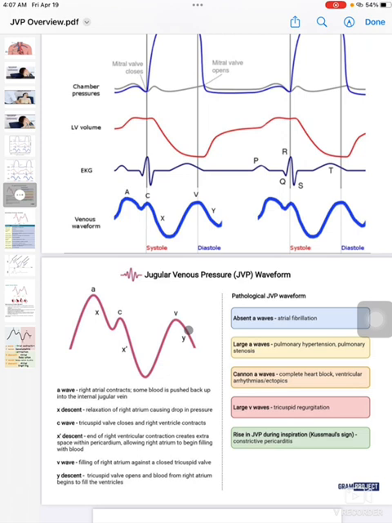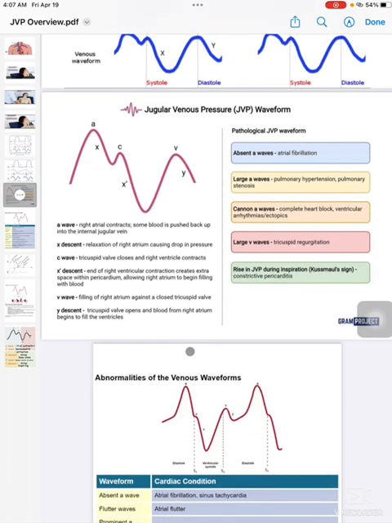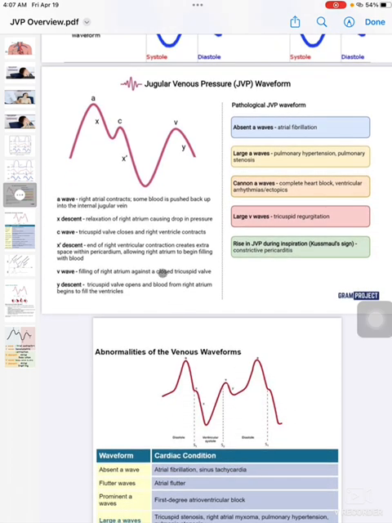The Y descent occurs when the tricuspid valve opens, resulting in blood from the right atrium filling the right ventricle and blood from the superior vena cava and internal jugular vein filling the right atrium. This results in a decrease in the height of the column of blood and thus a decrease in the jugular venous pressure. I've shared some concise discussion about the waveforms.